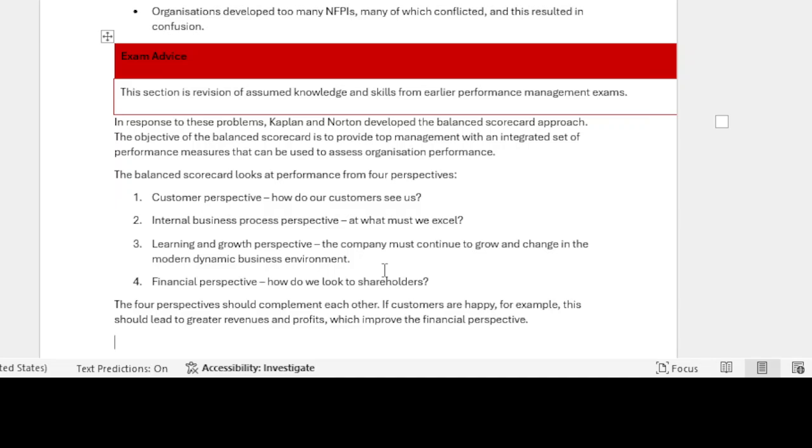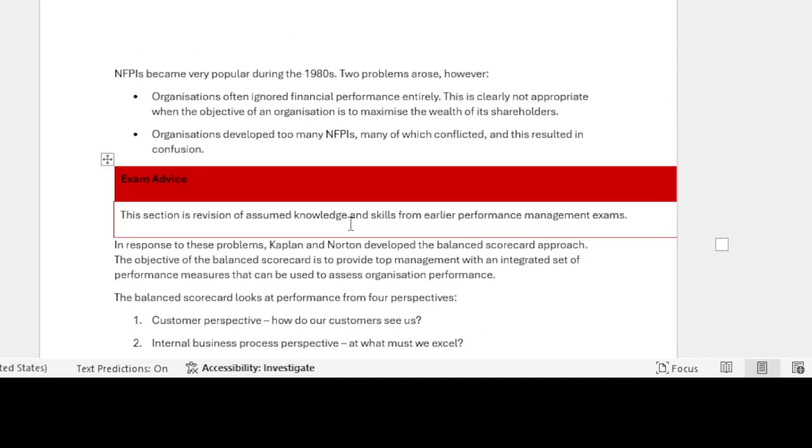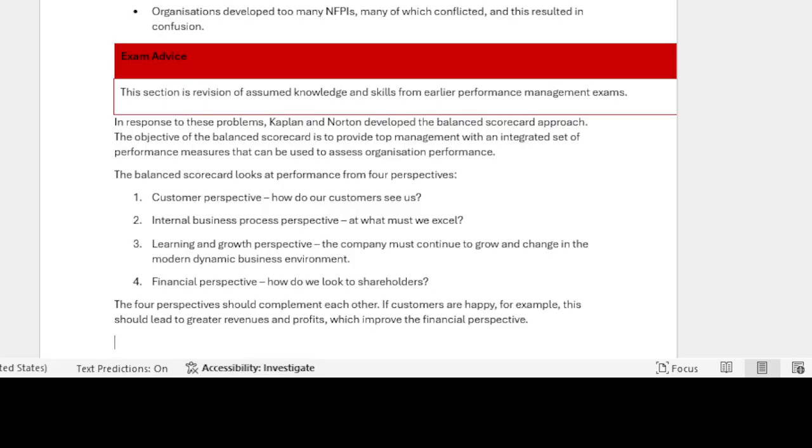So here we look at what, as the company, we must excel at to be able to succeed. Then we also look at the learning and growth perspective, where the company must continue to grow and change in the modern dynamic business environment to keep relevant. And then lastly, we have the financial perspective. Here we look at how the shareholders look at us as the organization.